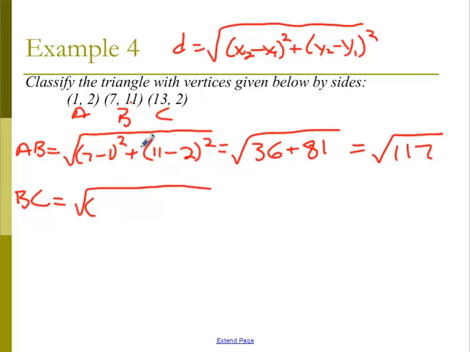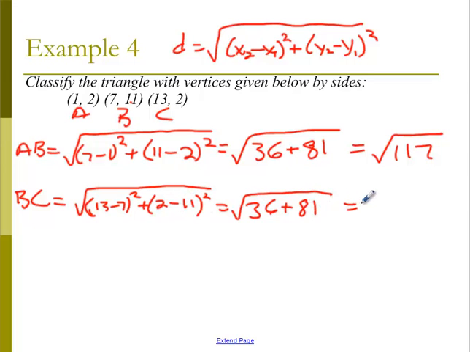But now I'm able to just compare them. I don't need the actual distance. So let's do BC, which is x2 minus x1, 13 minus 7 squared, plus 2 minus 11 squared. And when I simplify, 13 minus 7 over here in this first parenthesis is 6. Let's square it and get 36. And 2 minus 11 is negative 9. And remember, when you square something that's negative, it becomes positive. Those end up being the same. So we already have two sides that are the same.